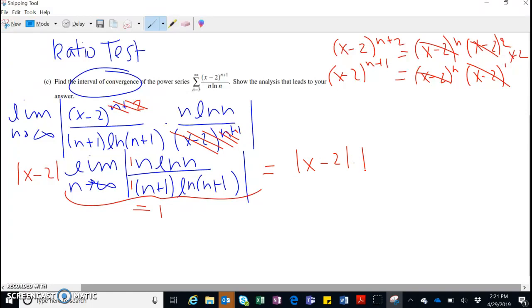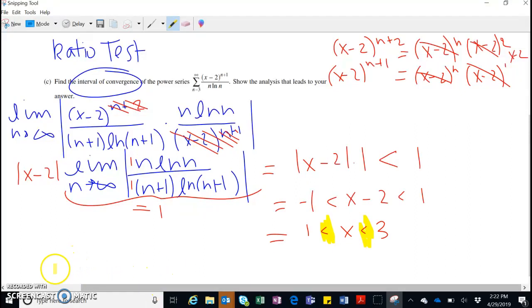Remember, I'm looking for an interval of convergence. The ratio test shows that we converge if our limit is less than 1. I can break this down now, dropping the absolute value bars into this inequality, which leads me to add 2 to every side, to a basic interval from 1 to 3. Now, the only thing left is for me to conclude if I should in fact leave those inequalities as is, or if I need to include either endpoint.